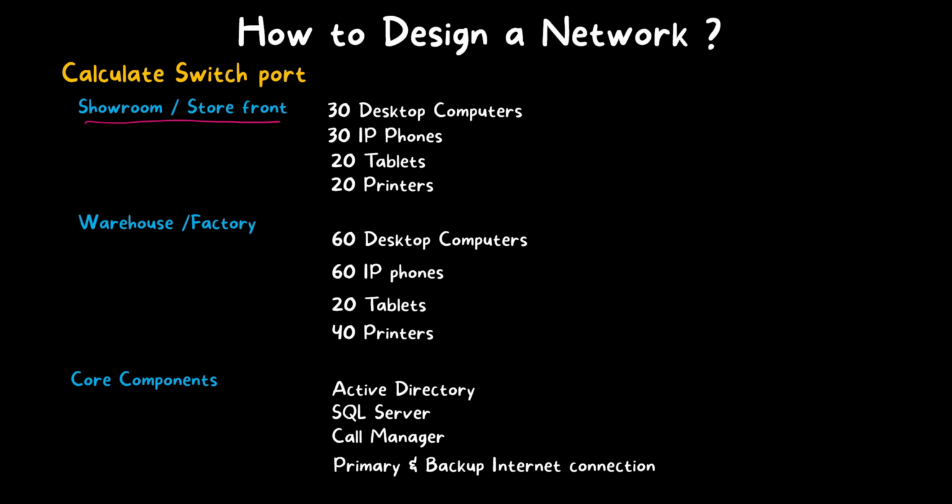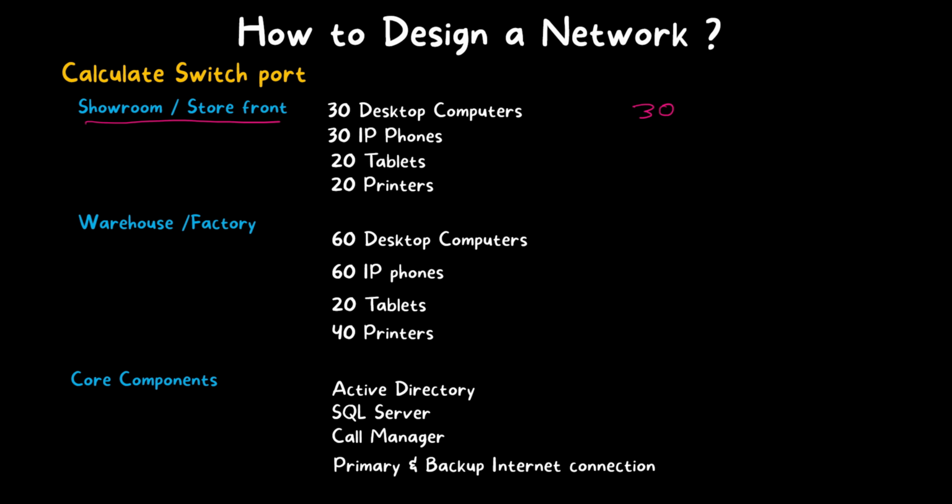So to connect the 30 desktop computers, how many network cables do we require? We require one cable per device. So that means 30 network cables required to connect 30 desktop computers. And how many switch ports do we require per cable? Each cable needs one switch port. So in total, to connect 30 desktop computers, we need 30 network switch ports.